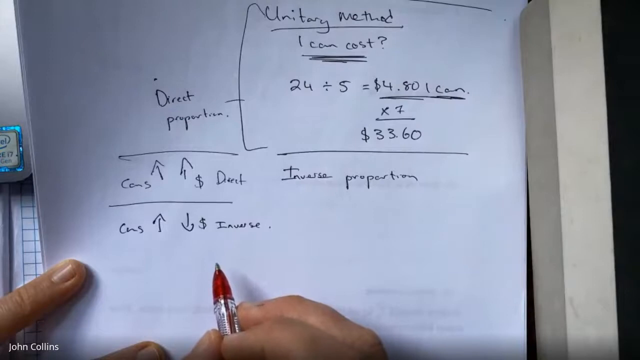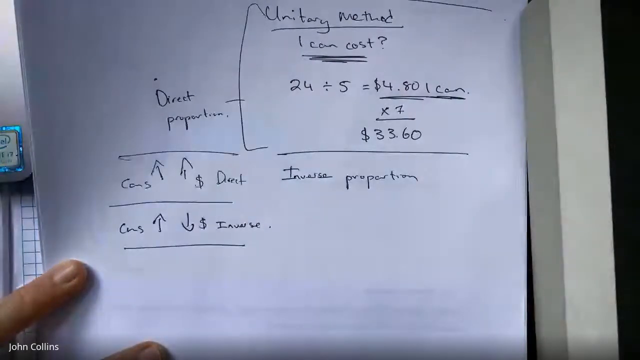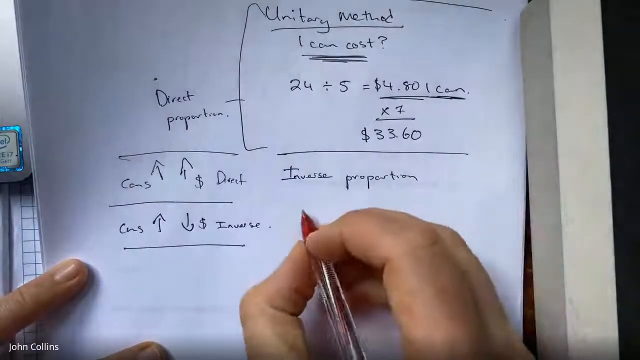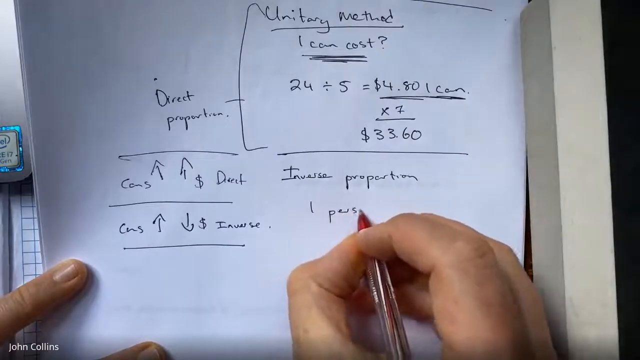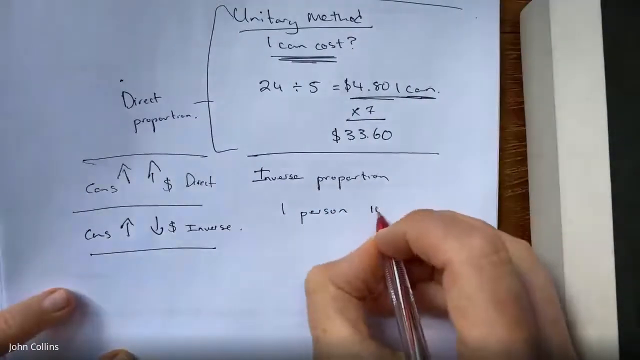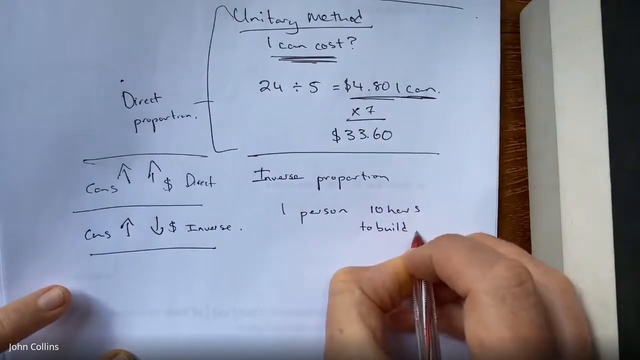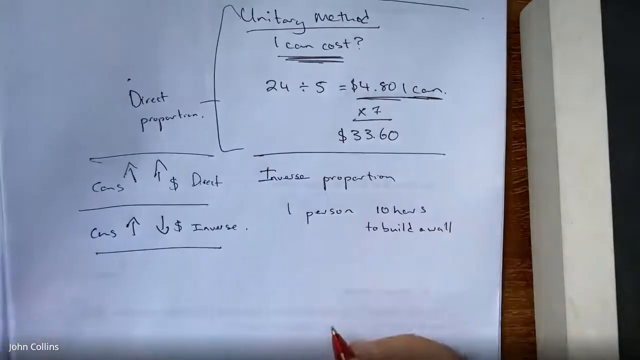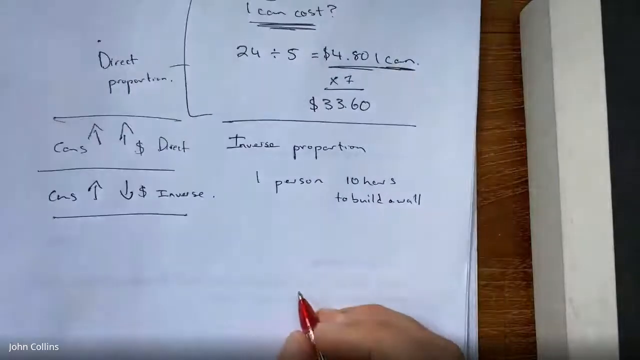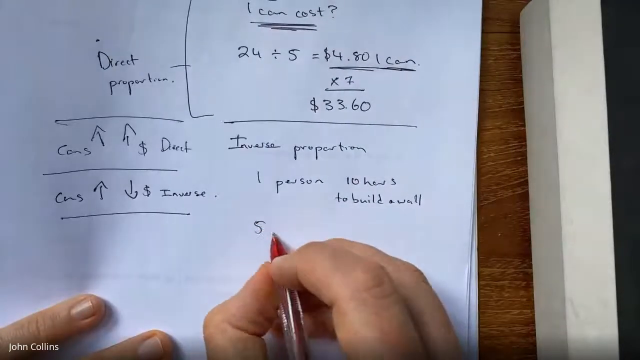But it might make sense if we've got stuff like someone building a wall. If it takes one person 10 hours to build a wall. Okay, that makes sense. The wall will take 10 hours. How long does it take 5 people?